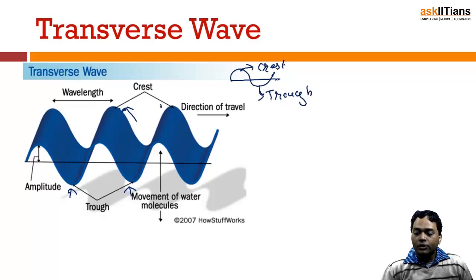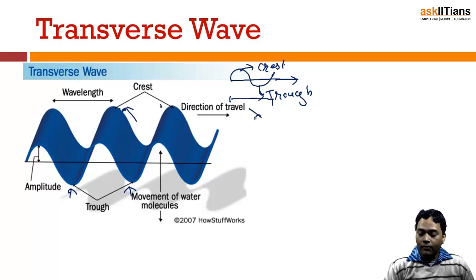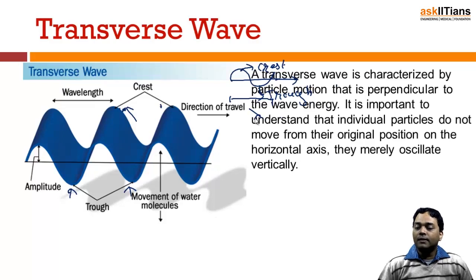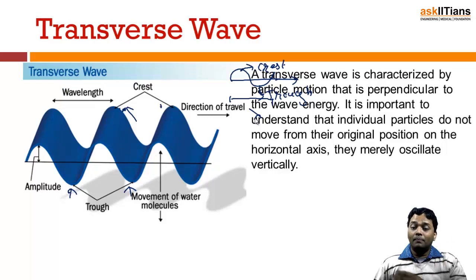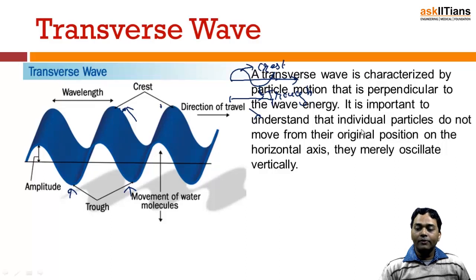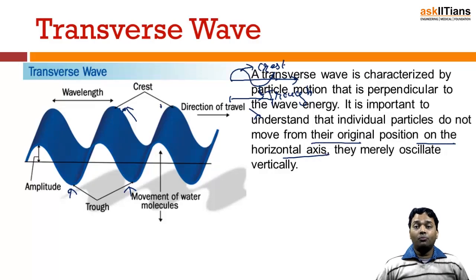Generally the wave is going to be moving towards right or towards left, that is perpendicular to its oscillation. So this is the direction of motion, and starting from one crest to the next crest or from one trough to the next, the distance that it covers is what is known as the wavelength. So a transverse wave is characterized by a particle motion that is perpendicular to the wave energy. The wave energy is going to be moving in a particular direction and the oscillations are going to be taking place perpendicular to it. It's important to understand that the individual particles do not move from their original position on the horizontal axis. They are not moving, they are just transferring the energy.